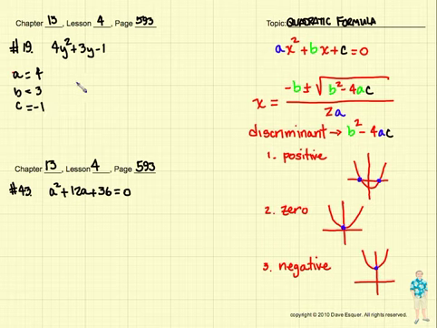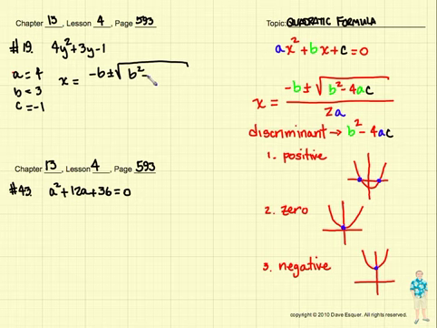So let's plug them in. x is equal to negative b plus or minus the square root of, no shortcuts, let's just do it all, b squared minus 4ac, all that divided by 2a.